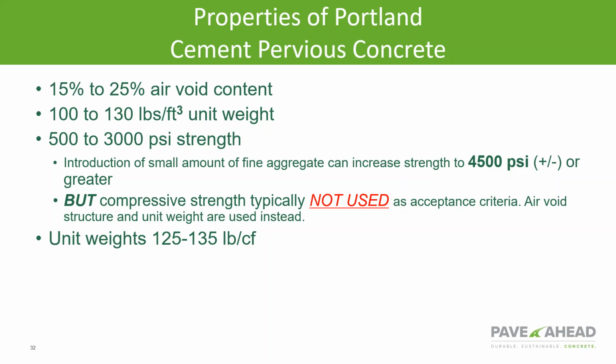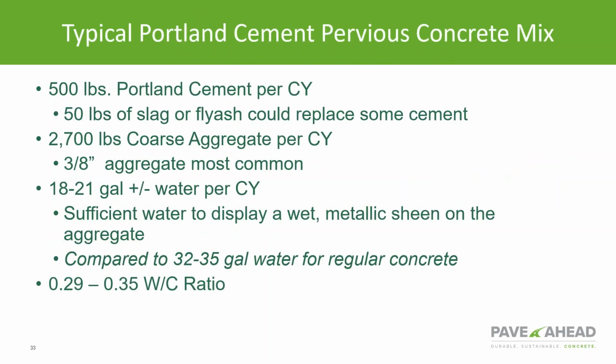I get that a lot. Like, what's the PSI? What's the PSI? And I remind the engineers, that's not why you're using this. What a mix typically consists of is around 500 pounds of cementitious. We can substitute some of the cement with fly ash or slag. You don't want to use too much because it'll affect how the mix comes out of the truck.